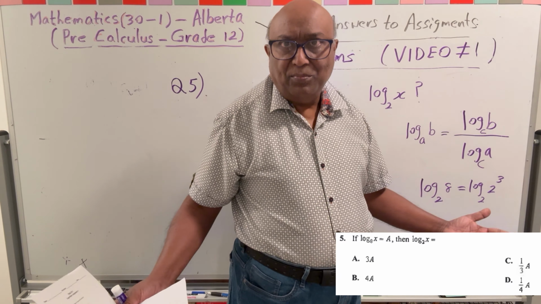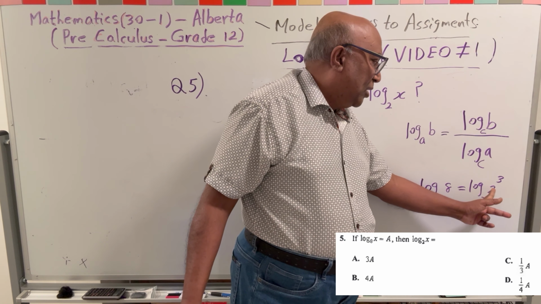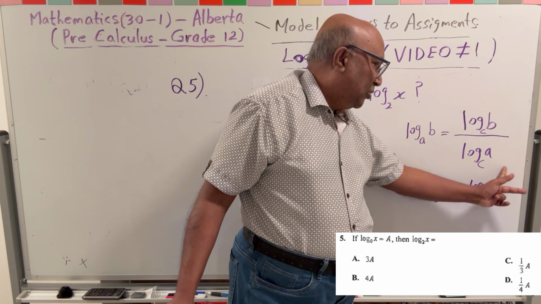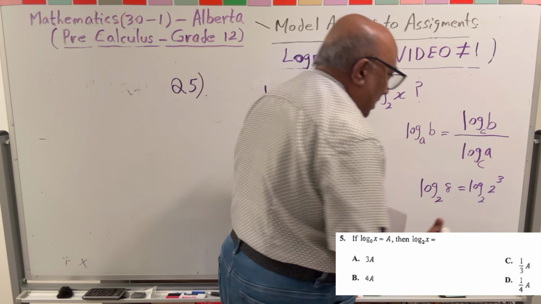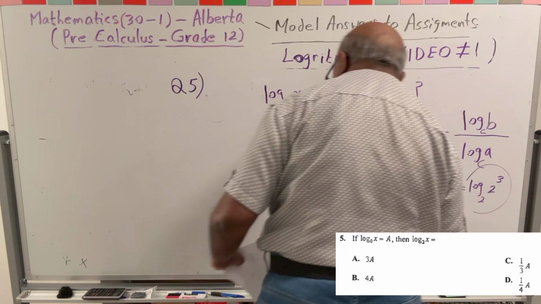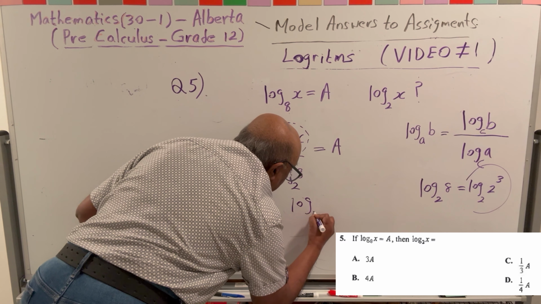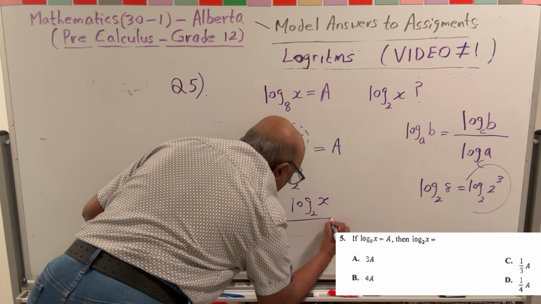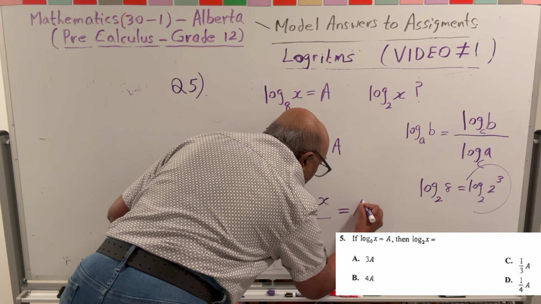Anybody who can read the numbers can provide the answer, okay? Which power do you have to raise 2 to, to get this one? This is 2 to the power of 3. The answer is 3. The answer for this one is 3. And let's go back to here. Log 2 x, this is 3, equal to A.